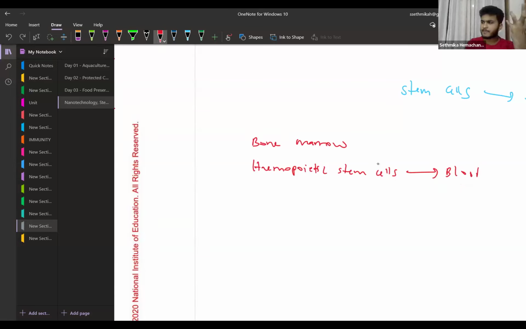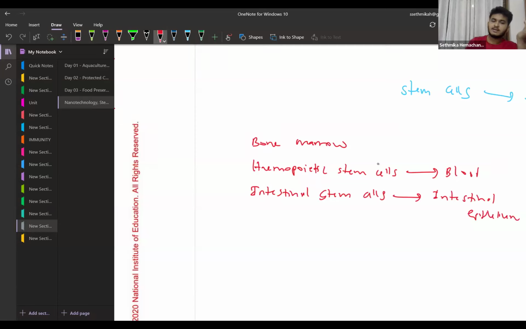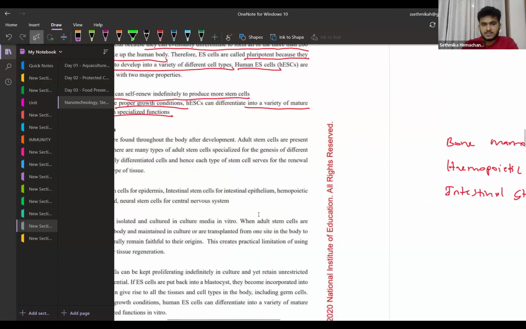Then in your intestine, you get intestinal stem cells. They will give rise only to intestinal epithelium, right? So again, there are many different types of adult stem cells, and these different types of adult stem cells can give rise to a specific type of cell. Okay, so that's about adult stem cells.